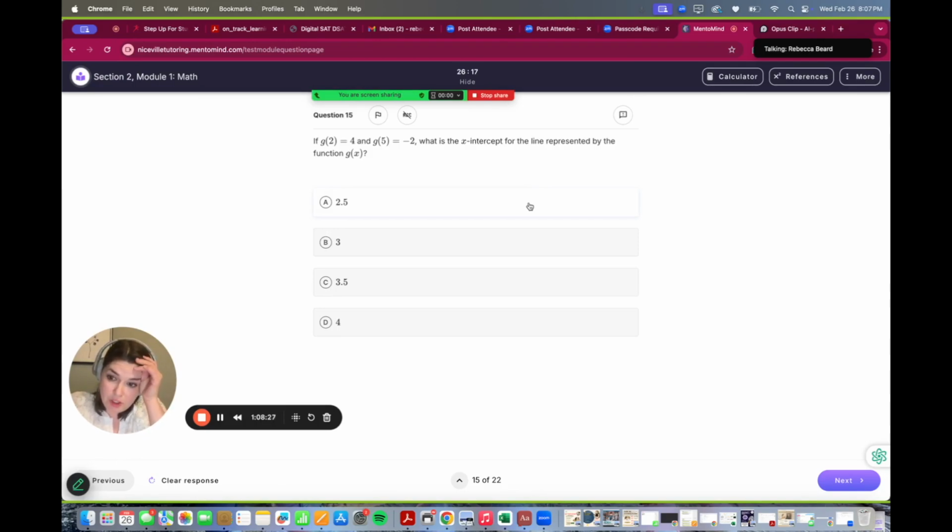Okay, so this one, especially if you've not taken pre-calc, you're going to think this is crazy, but I'm going to show you the cheater way to do it. Not actually cheating, but it feels like cheating. Okay, so if g of 2 equals 4 and g of 5 equals -2, what is the x-intercept of the line represented by the function g of x?